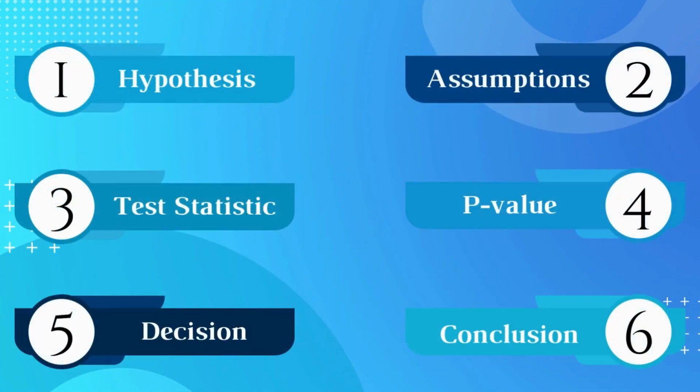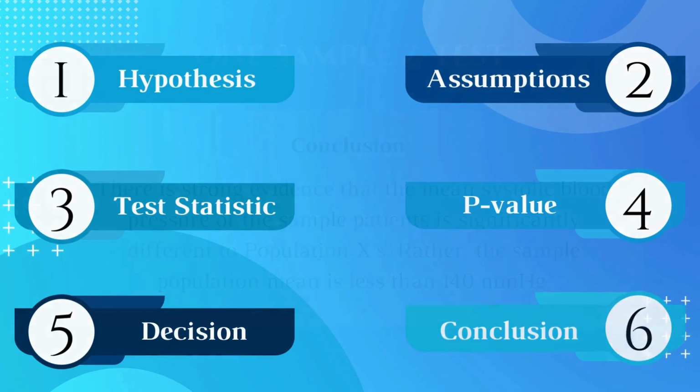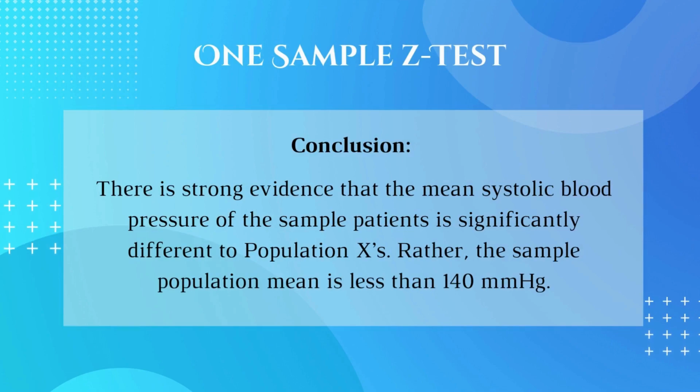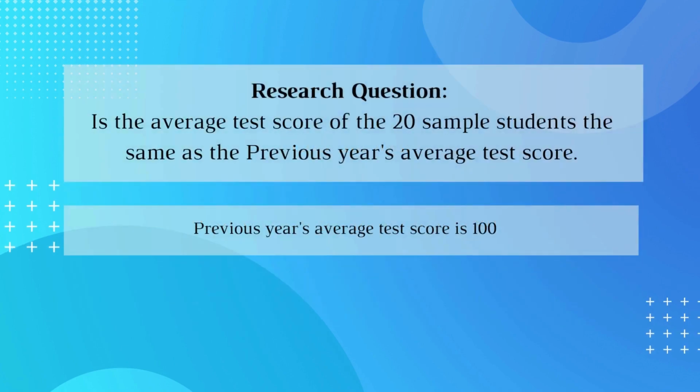It's now time to consider our research question as we write our conclusion in the final step. There is strong evidence that the mean systolic blood pressure of the sample patients is significantly different to population X's. Rather, the sample population mean is less than 140 millimeters of mercury. Let us now look at another example.